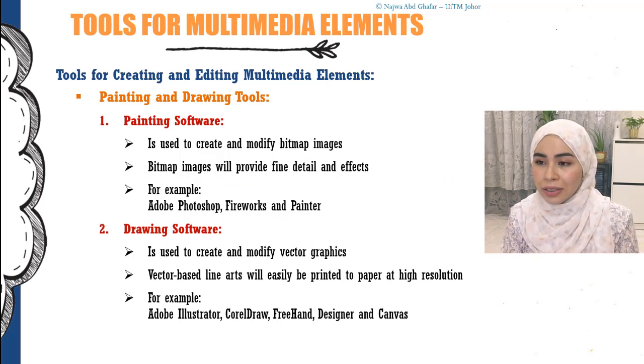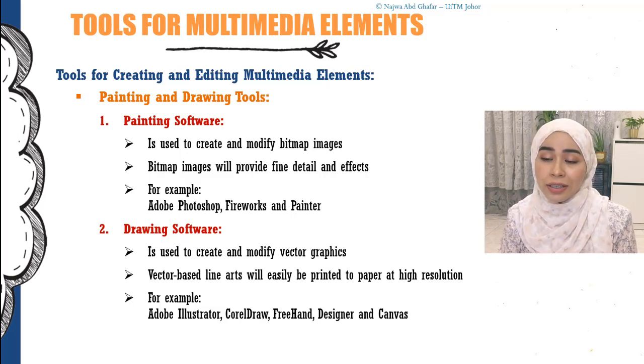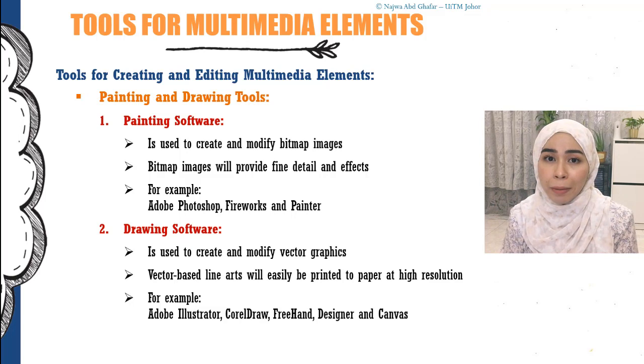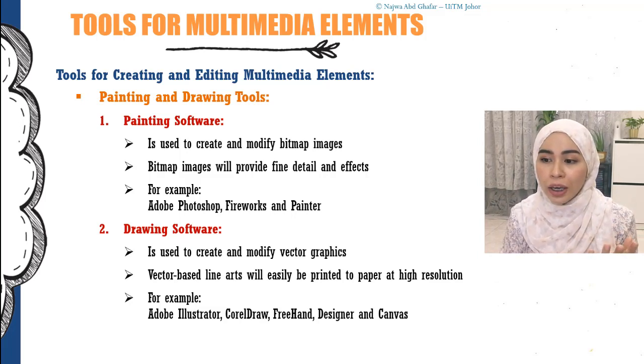The next type of software you can use is painting and drawing tools. There's a difference between painting software and drawing software. A painting software is used to create and modify bitmap images. As we all know, there are two types of image: bitmap and vector. If you want to create a bitmap image, most probably you will be using a painting software such as Photoshop. You have Paint, you have Fireworks and things like that.